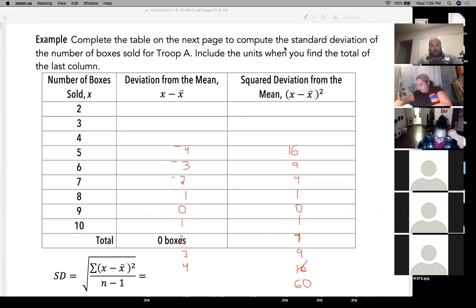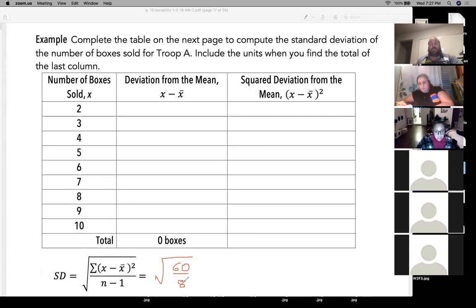So I have to erase these because they're getting in the way, but hopefully you wrote them down. So let's go back to here, which is the square root of 60 divided by 8. And for 60 divided by 8, we can just take out a calculator, because unfortunately 60 divided by 8 is not going to be a nice number.